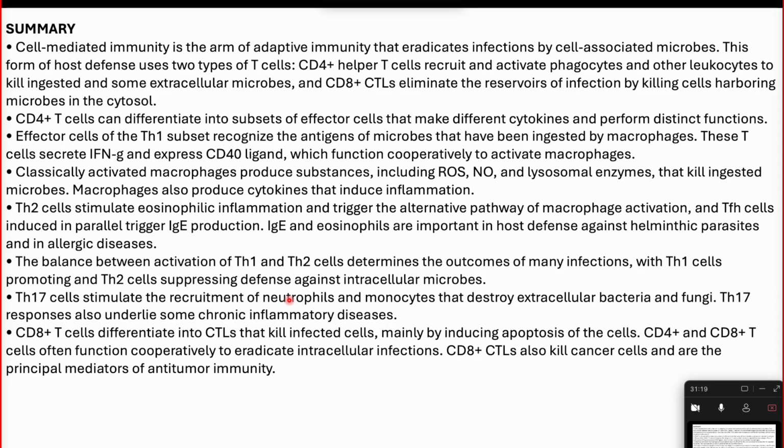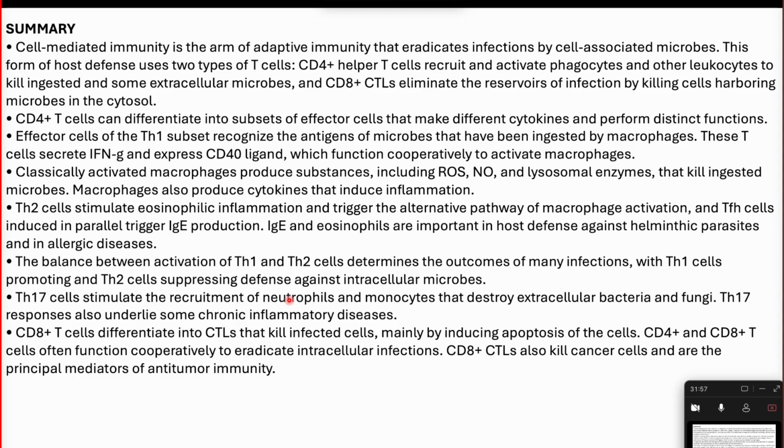Classically activated macrophages produce substances including reactive oxygen species, NO and lysosomal enzymes that kill ingested microbes. Macrophages also produce cytokines that induce inflammation. Th2 cells stimulate eosinophilic inflammation and trigger the alternative pathway of macrophage activation, and T follicular helper cells induced in parallel trigger IgE production. So we'll see in the coming slides what exactly it means.